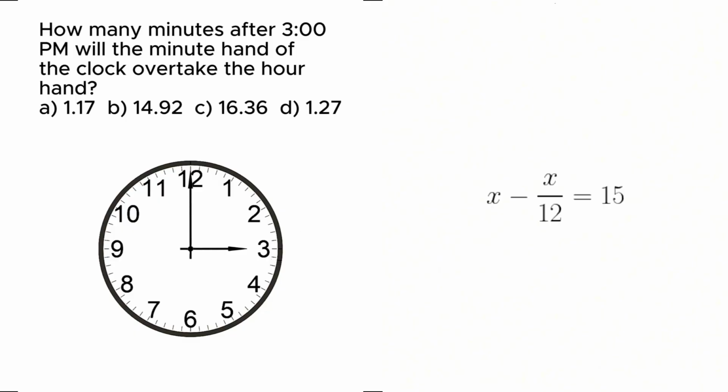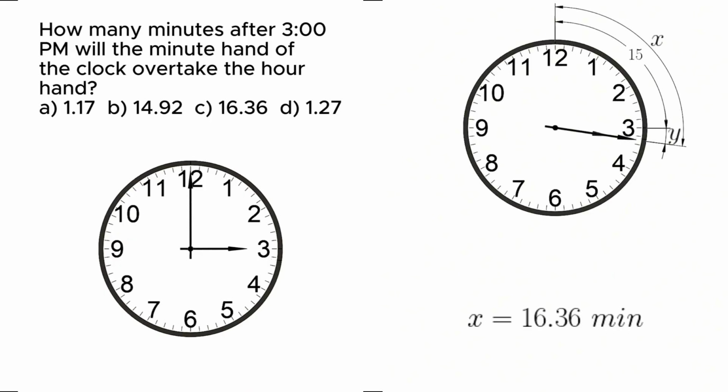Then we get x minus x over 12 equals 15. Combining like terms, we get 11x over 12 equals 15. And solving for x, we get x equals 16.36 minutes.